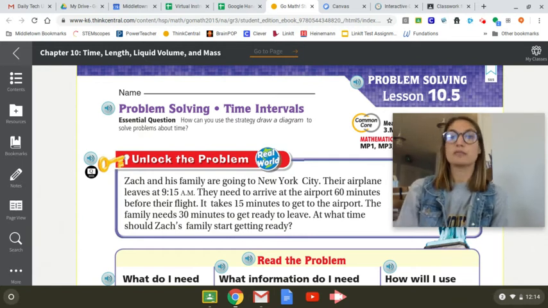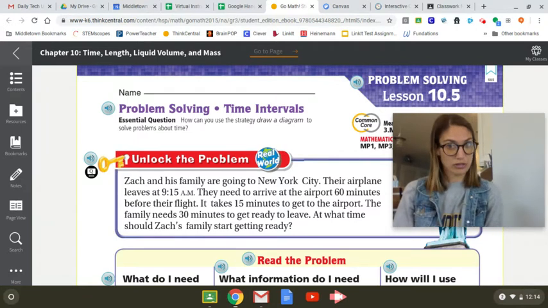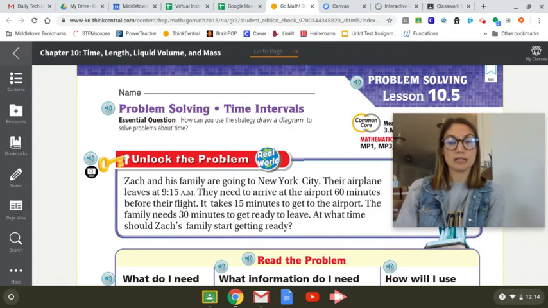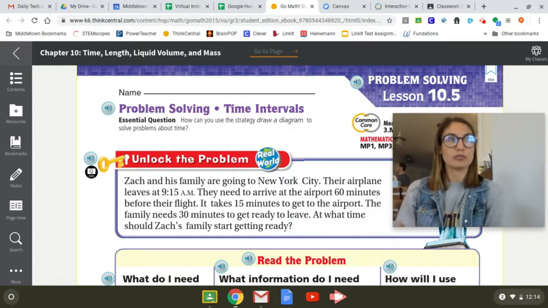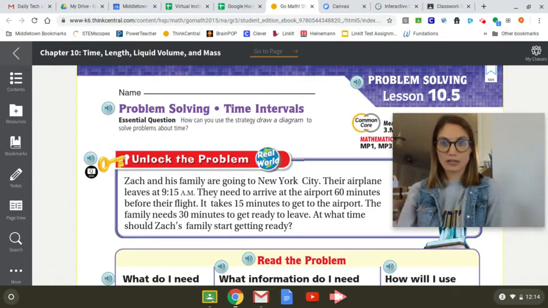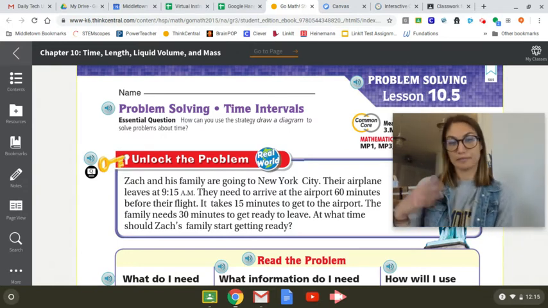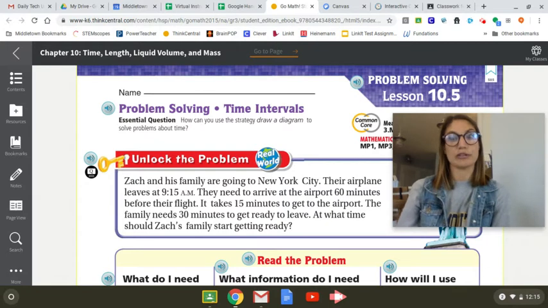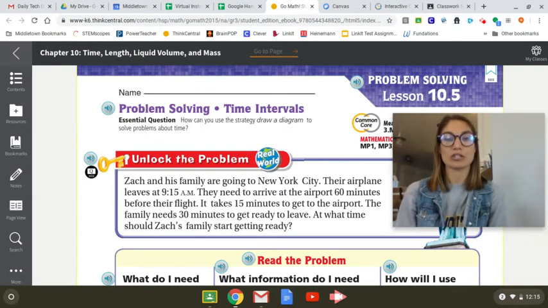So, okay. It takes 15 minutes to get to the airport. Are you picturing that? So it takes 15 minutes just to drive there. The family needs 30 minutes to get ready to leave. Picture that too. You wake up, you're getting ready, it takes you 30 minutes. Then you got to drive to the airport and it takes 15 minutes. And you want to make sure you get there an hour before. At what time should Zach's family start getting ready? So basically, what time should they wake up to get ready and go to the airport?